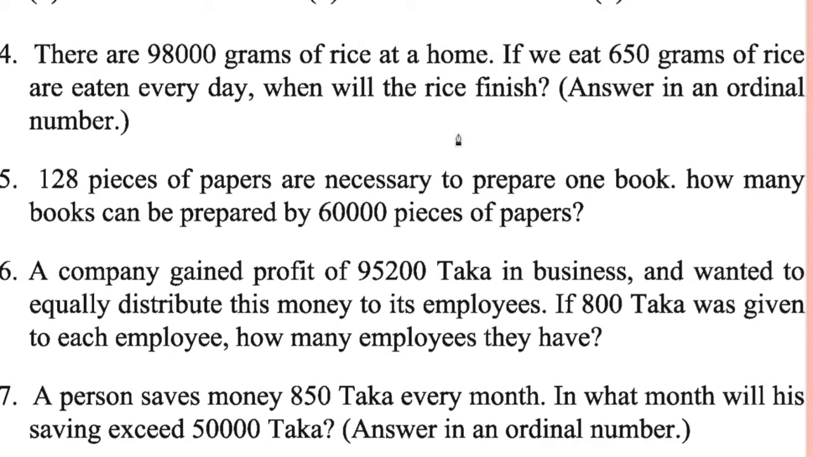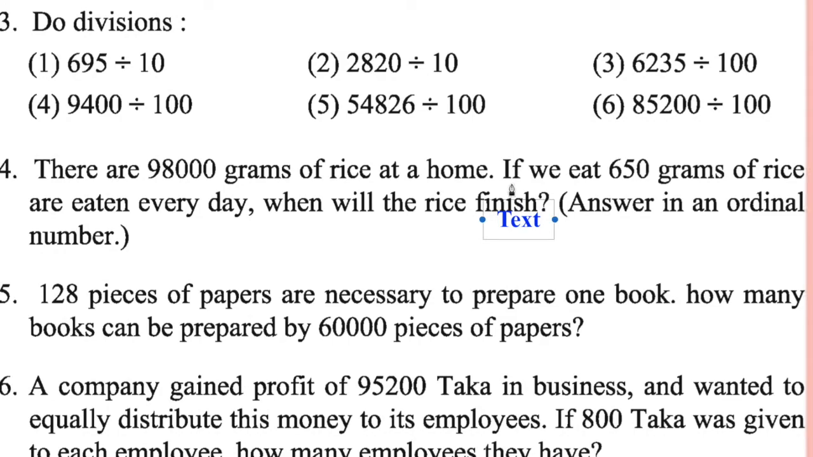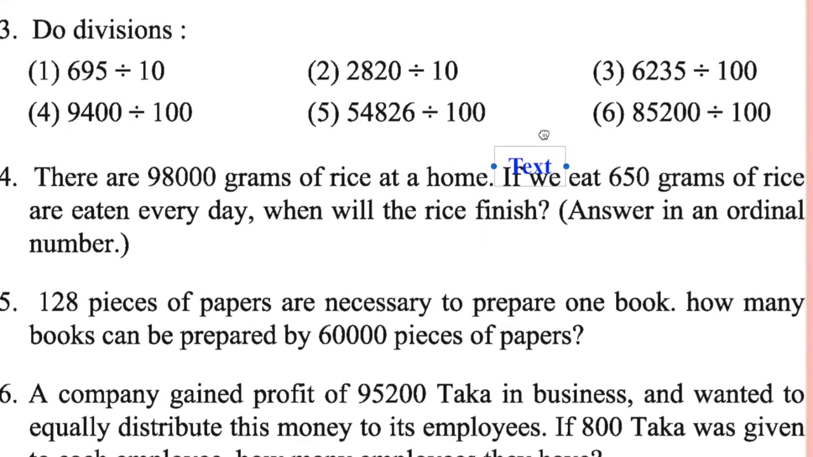There are 98,000 grams of rice at home. If 650 grams of rice are eaten every day, when will the rice finish? Oh, it's not a difficult problem. Let me get some space here. 98,000 divided by 650, right? First cut the first 0. 9805 by 65. That is the problem, right?